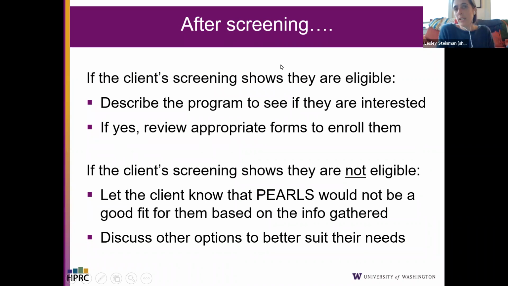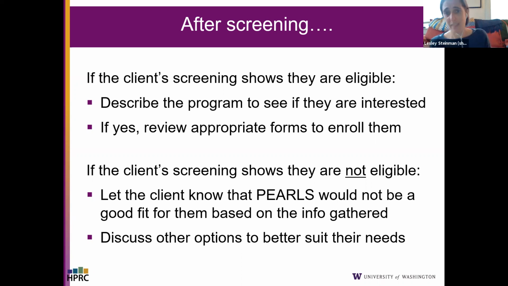So then after screening, if someone shows they're eligible, you want to describe it and see if it's something they want to do. Someone can still say no. They can say, I'm eligible, and based on what you described, that's not for me. I'd much rather talk to somebody about this tough thing in my past, and this sounds very different.